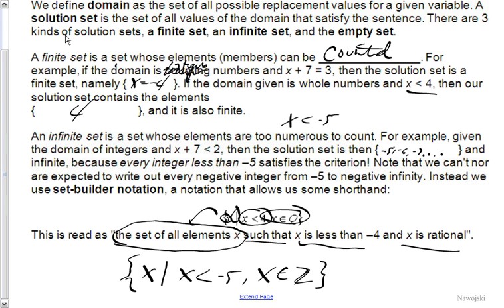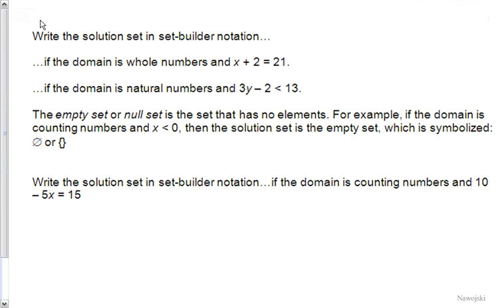So you can see finite, countable, infinite, not countable. Can't list them all. So just an example. Let's write these in set builder notation. We solve this. X is equal to 19. Not a big deal. Solved it. Try 19, it works.